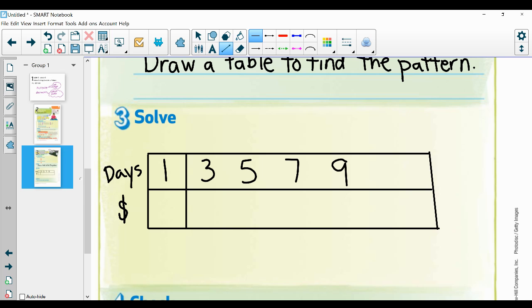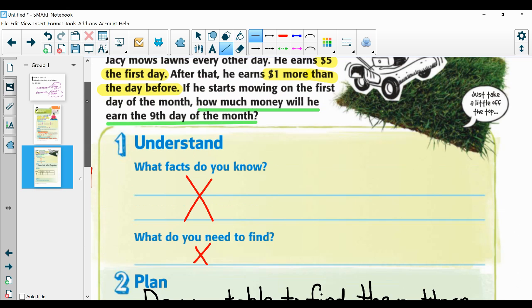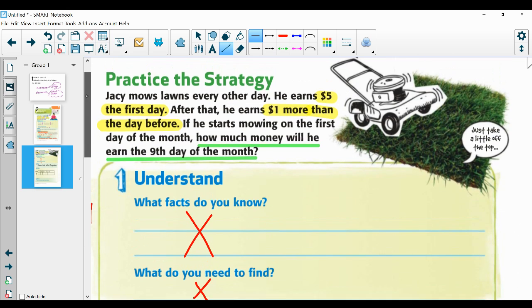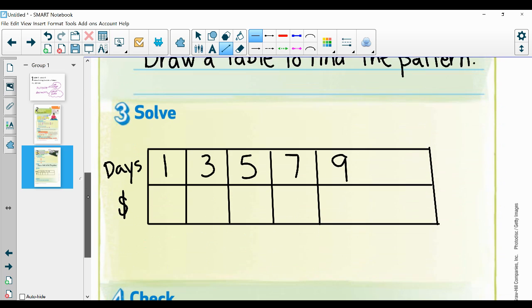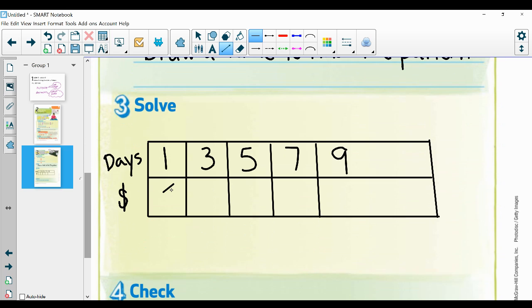So I'm going to go ahead and divide them up to make my table. It's okay that you have extra space in this 9. Don't worry about it. Okay, so now on day 1, he earns $5. So I'm going to put 5 in this. Whoops, I'm still on the line. Hold on. I forgot to switch to my writing tool. Okay, so he makes $5 on this day.